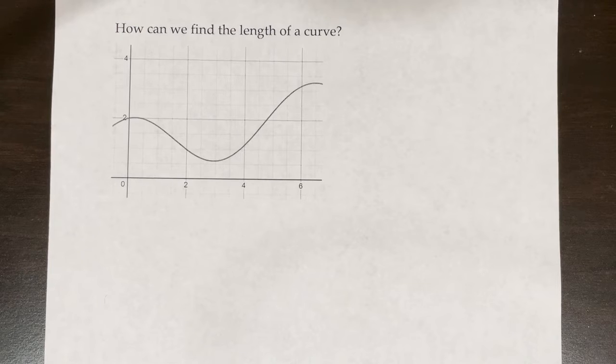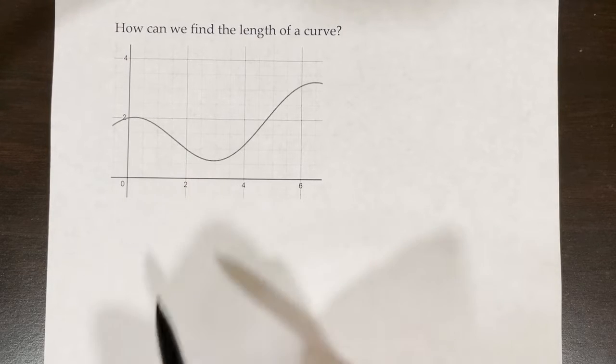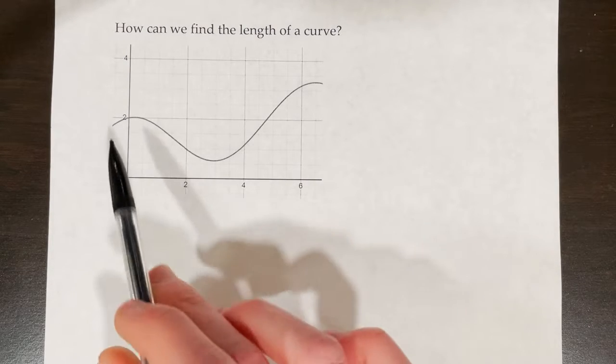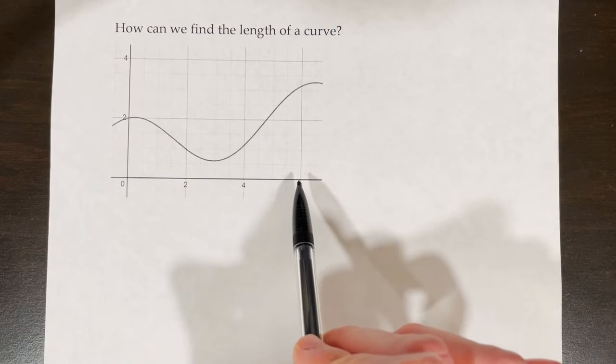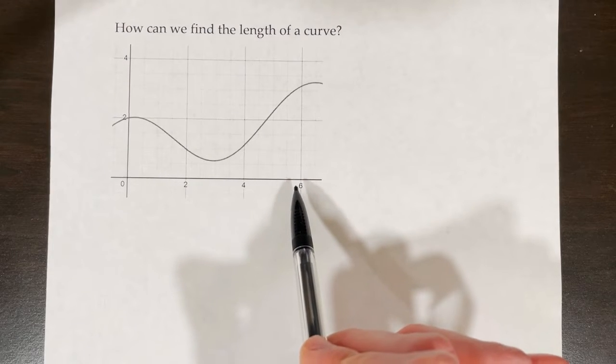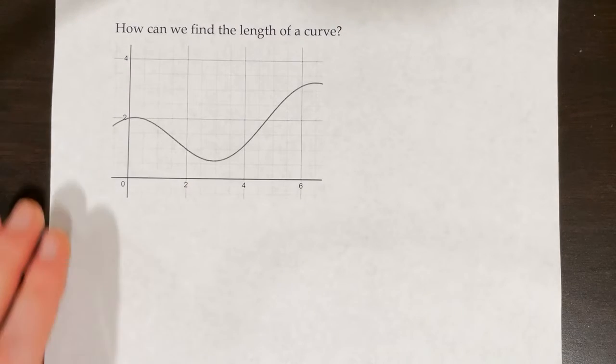Welcome to lesson 8.13. In this video, we will be finding what's called arc length, which is really just the length of a smooth curve. Let's take a look at this example. Let's say we're trying to find the length of the curve from x equals 0 to x equals 6. One way that we could do this is by estimating using the straight line distance between those 2 points.